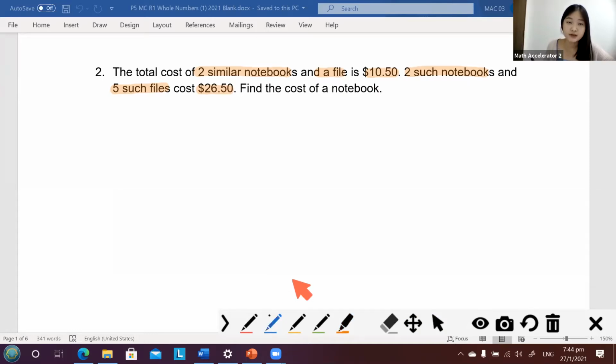So write your equations down first. We have 2 notebooks, so let's put 2n here, plus a file. That's 1 file, so put 1f. This equals $10.50.